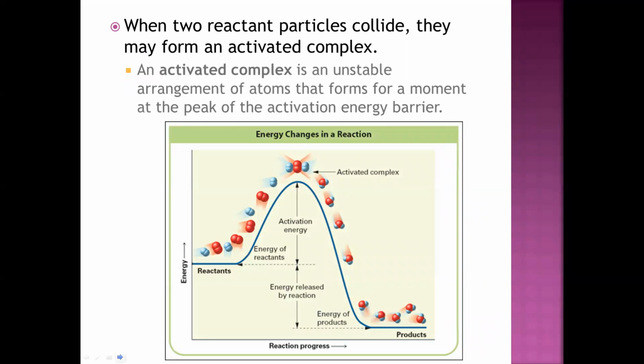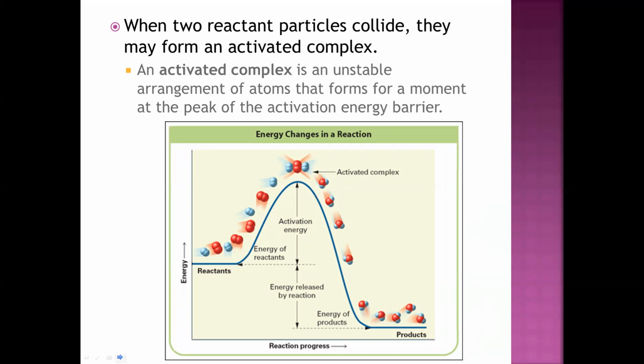When the two reactant particles collide, they may form what's called an activated complex. So the activation energy is that minimum energy required, right? So then the activated complex will form only if they're arranged properly. The activated complex is an unstable arrangement of atoms that kind of smush together when all of the reactants collide together, and then it will break apart.